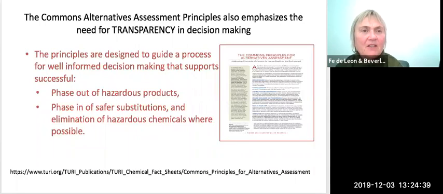And I also wanted to give you the Commons Alternatives Assessment Principles. This was also written up in 2012, 2013, where a group of academics, NGOs, and companies got together and said, you know, we need to have general principles of alternatives assessment. And I like these principles because they really do highlight the need for transparency. So there's the link, go to it. It's on the Toxic Use Reduction Institute website.